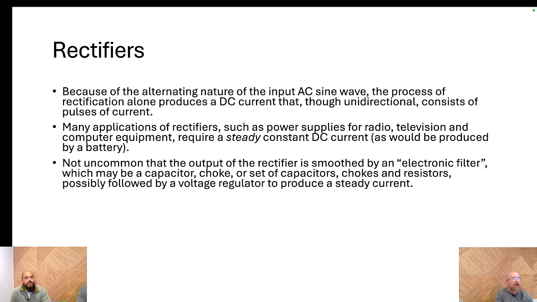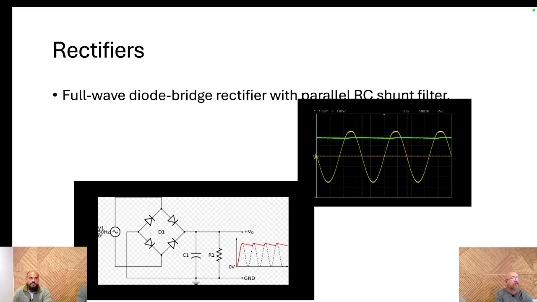Rectifiers are often used along with an electronic filter, which could be a capacitor, a choke, a set of capacitors, chokes, resistors, following the voltage regulator to produce a steady current. So let's take a look at what this looks like in a circuit diagram.